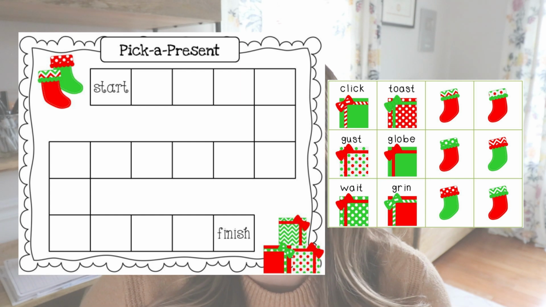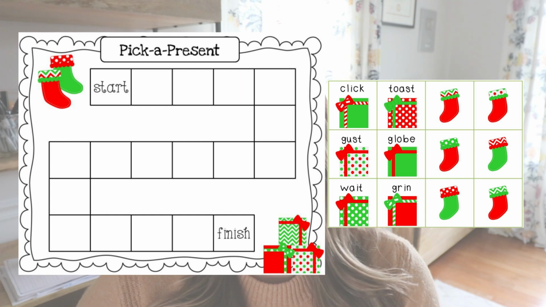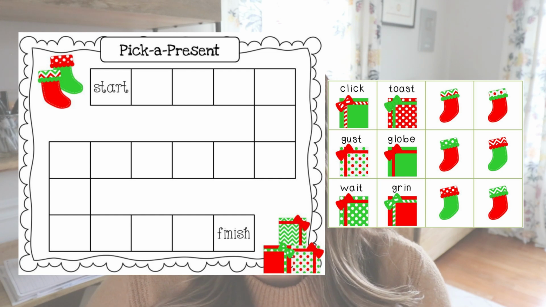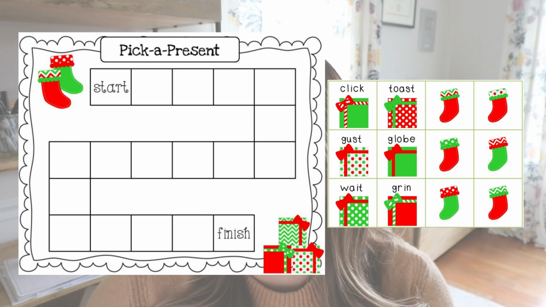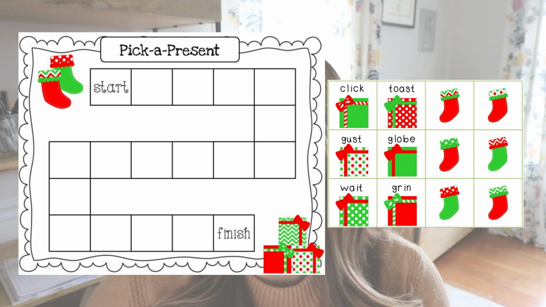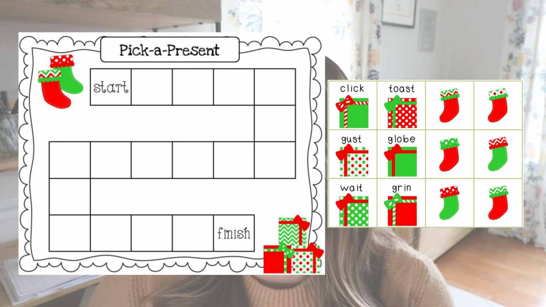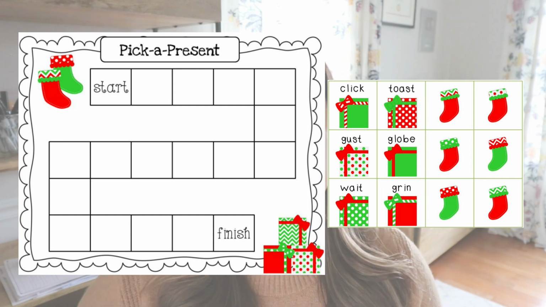And if the word has a short vowel sound, they will go ahead and move 1 space. And if it has a long vowel sound, they will move ahead 2 spaces. And then if a student happens to flip one of the stocking cards, they actually get to move their opponent back to the beginning, and the first person to make it to the finish line wins. So both that game and the Rudolph game are just fun little review games for students to practice racing from start to finish.